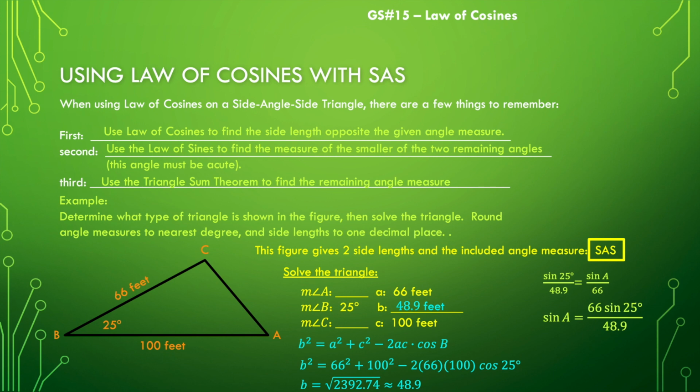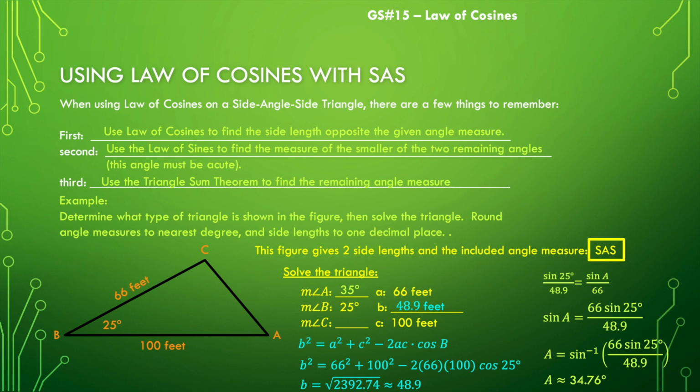over 48.9. And then we really are not interested in the sine of A as much as we are interested in the measure of angle A. So we will need to use a sine inverse to get that measure. We're going to use our handy dandy calculator, and we should end up with a measure of about 34.76 degrees. And we're going to round that to the nearest whole degree. And we see that to be 35 degrees.